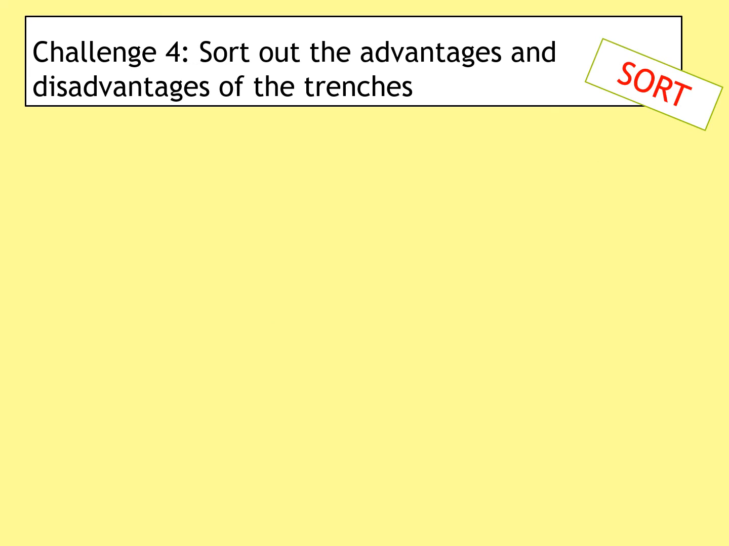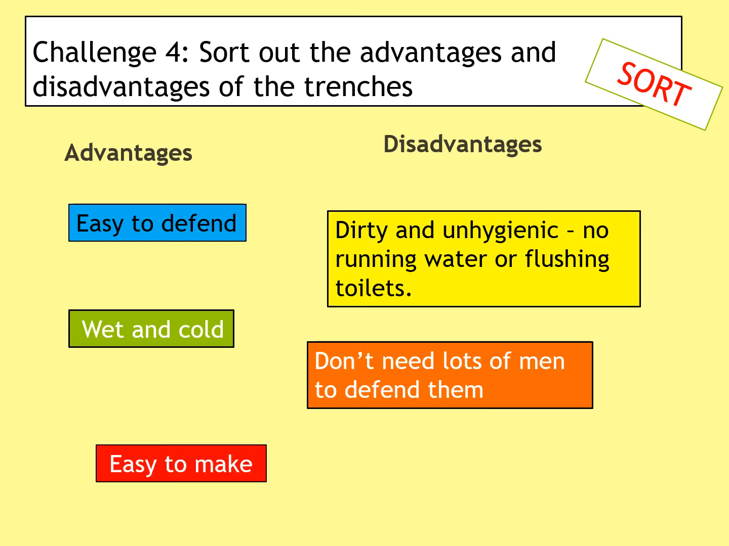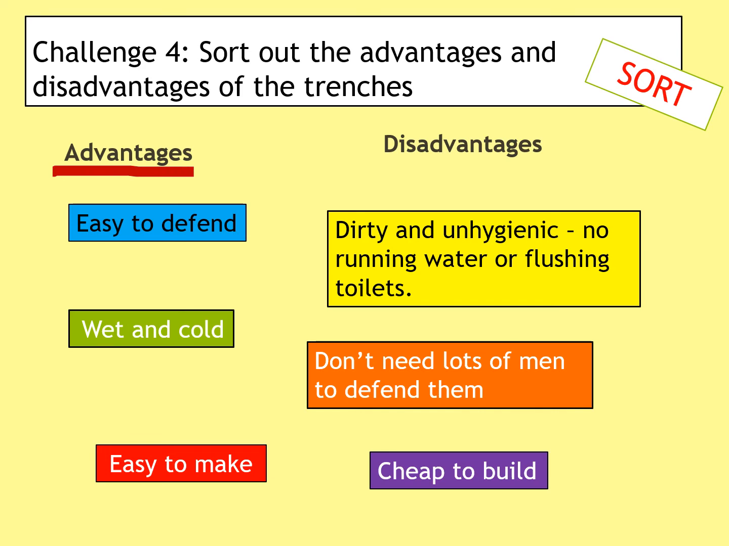And your challenge 4, below there are going to be 6 advantages and disadvantages of the trenches. What I'd like you to do is, on the left hand side, write down advantages, on the right hand side of your Word, your class notebook, your jotter, disadvantages, and sort these 6 under the correct heading. So you've got advantages here, you'll have 1, 2, 3.